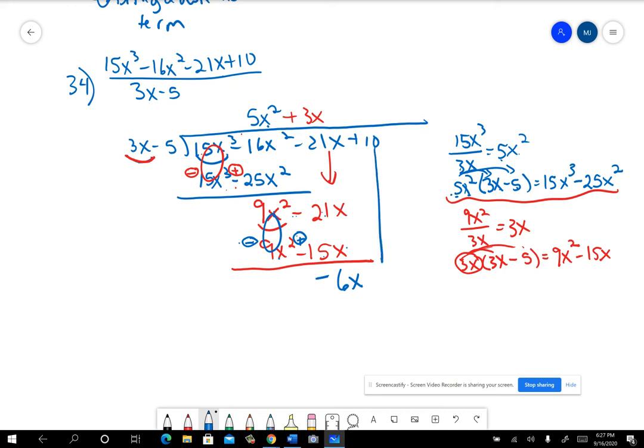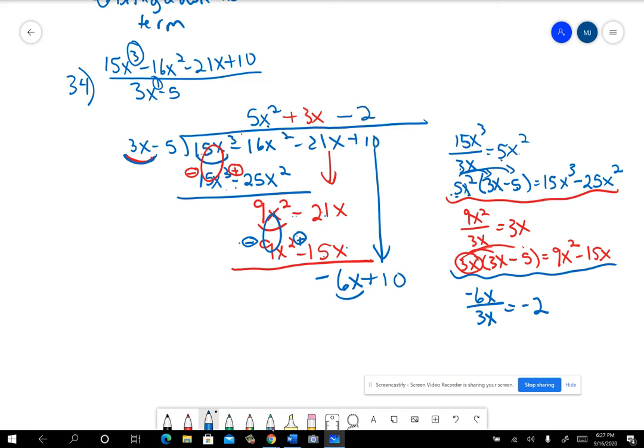Okay, so we're ready to bring down the next number. This time we had to go 3 rounds because we were dividing degree 3 by degree 1. So there's 3 rounds of this. We're done with the second round. Let's move on to the third. All right, so now we go back to that 3x again, but this time we divide it into negative 6x. And when you do, you get a negative 2. So we're going to put minus 2 up there.